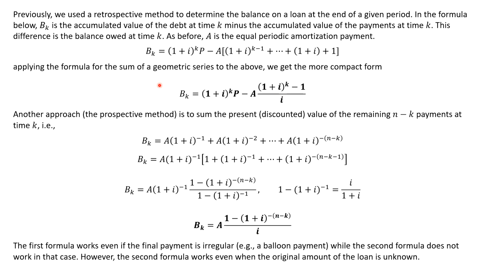So these have different advantages. This first formula will work even if you have a balloon loan where the final payment is irregular, and we did make use of this when we computed the formulas for balloon loans. The second formula does not work in that case. However, the second formula, as you can see here, does not have a P in it, so you can use this in the event that for some reason you don't know the principal that you started with in terms of the loan. On the next slide, I'll show that these two are equivalent.